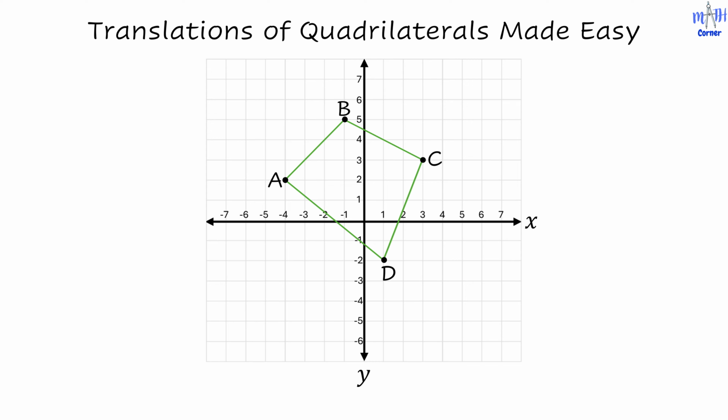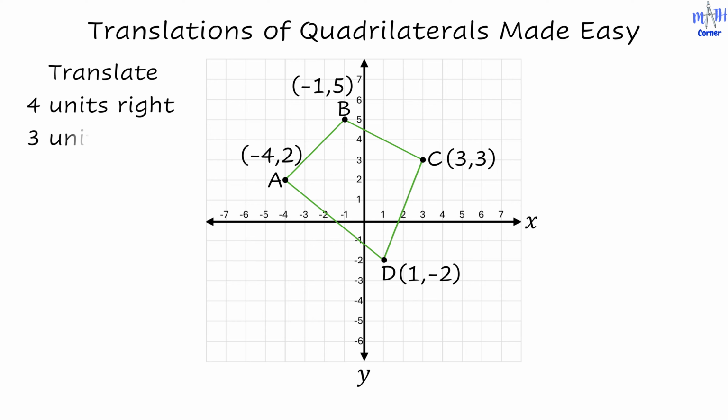The vertices are A at (-4, 2), B at (-1, 5), C at (3, 3), and D at (1, -2). We will translate the figure 4 units right and 3 units down. That means add 4 to every x-coordinate and subtract 3 from every y-coordinate. Let's translate point A first.